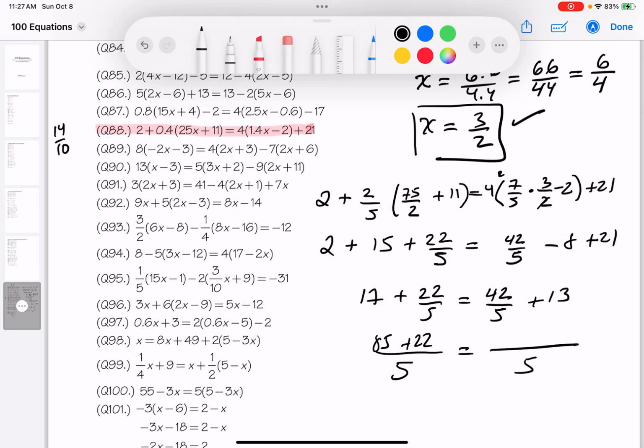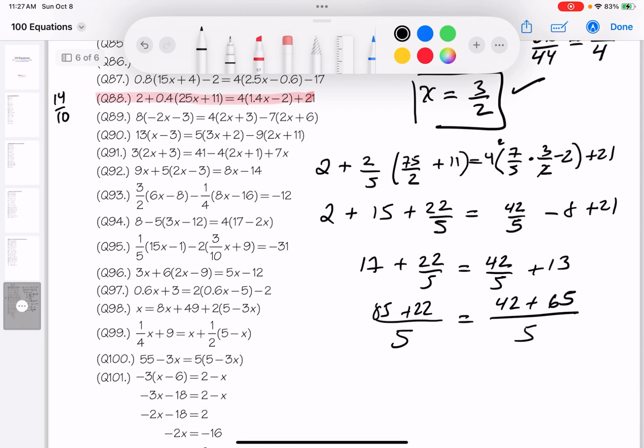You can get 5 here. This is going to be 42. And 5 times 13 is 65, right? 85 and 22 is 107. And 42 and 65 is going to be 107.